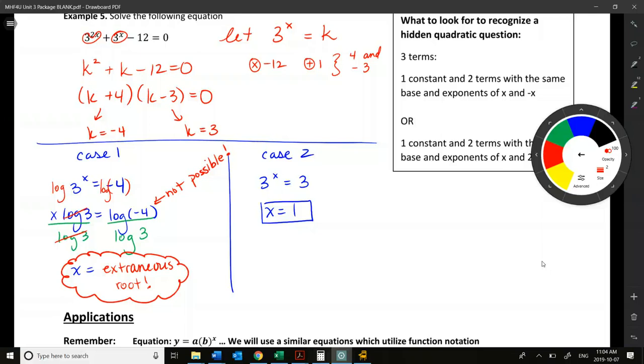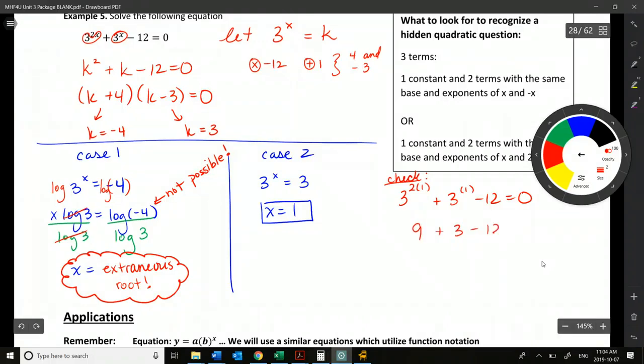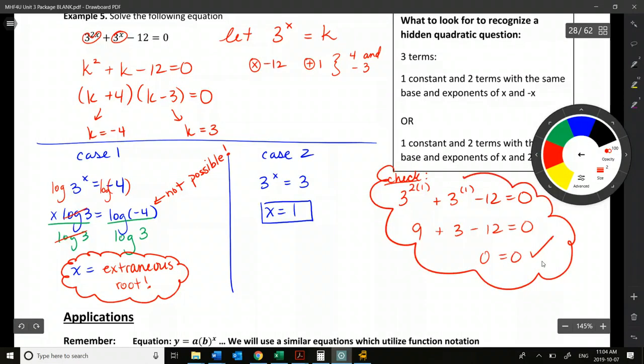Claire? How would you get x equals 1? Would you have to still log it? So 3 to what exponent equals itself? 1. So you can log it if you want, but you'll get the answer 1 out from that. Jeremy? Does that mean the answer is just x equals 1? Yeah, so our only answer is x equals 1. You can check by subbing in. So is 3 to the 1 plus 3 to the 2 minus 12 equal to 0? Well, this is 9 plus 3 minus 12 equals 0, and then we get 0 equals 0. So looks good.